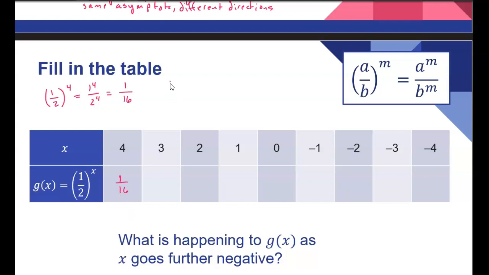If we do this with 3, we can see that 1/2 to the 3rd is going to be 1 to the 3rd over 2 to the 3rd, which is 1 over 8. If we square it, this will be 1 squared over 2 squared, which is 1 over 4.